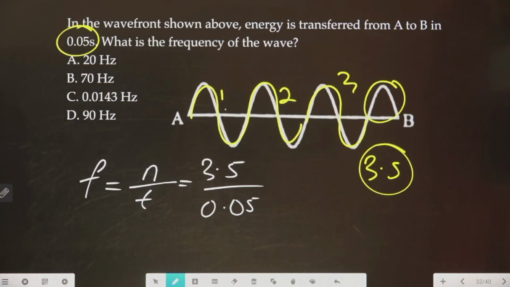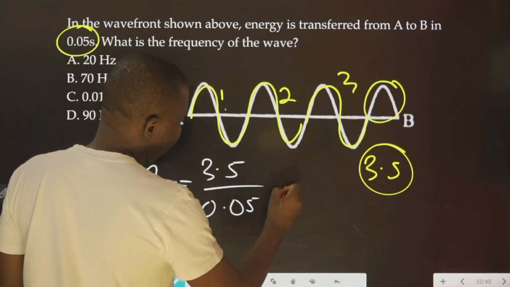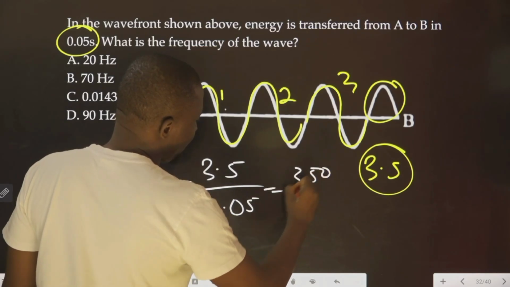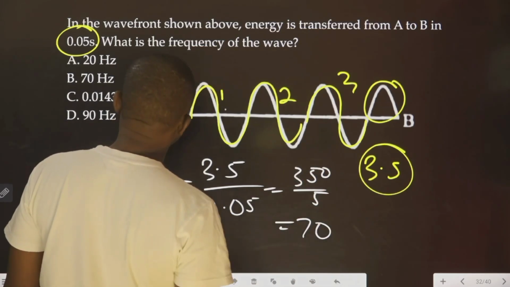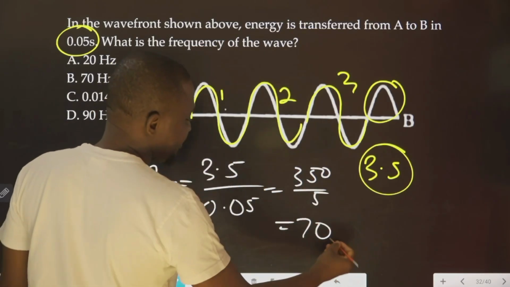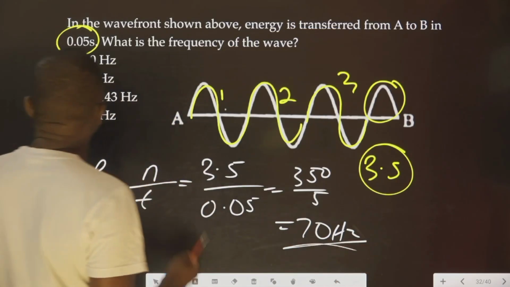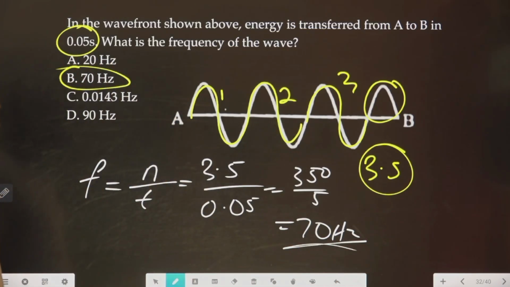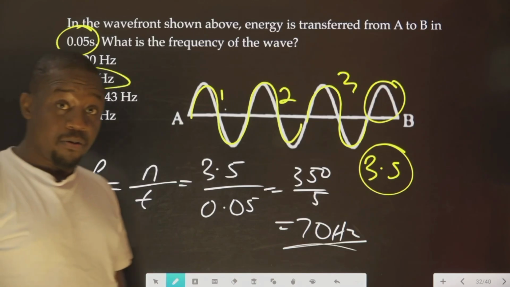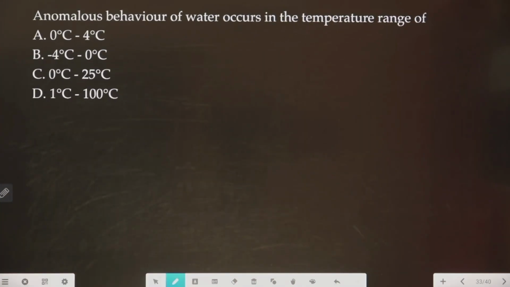If you calculate this now, you agree with me, you're going to have 350 over 5, which is 70. I will have 70 here. 70 Hertz. B is the answer. Okay? Let's look at this.